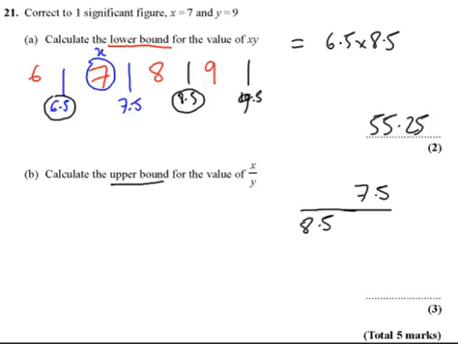So the upper bound for the value of x divided by y is going to be the biggest value of x divided by the smallest possible value of y. The same is true if you're doing, say, x minus y. If you wanted the biggest value of x minus y, you'd take the biggest value of x, and you'd also take the smallest value of y. So the correct answer here is 0.882, and so on. You shouldn't round. You should write the full answer for bound questions of this sort.